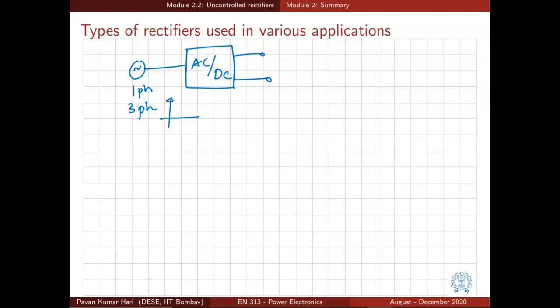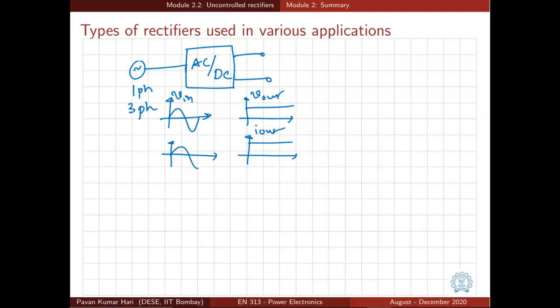And how about the input voltage waveform? The input voltage waveforms are usually sinusoidal because they are directly from the utility, and we want an output voltage waveform which is like this ideally. And since it's a DC circuit, we will also have an output current ideally which is a constant like this, and we want pure sinusoidal current to be drawn from the AC source for reasons described earlier, because any harmonic is not really good.